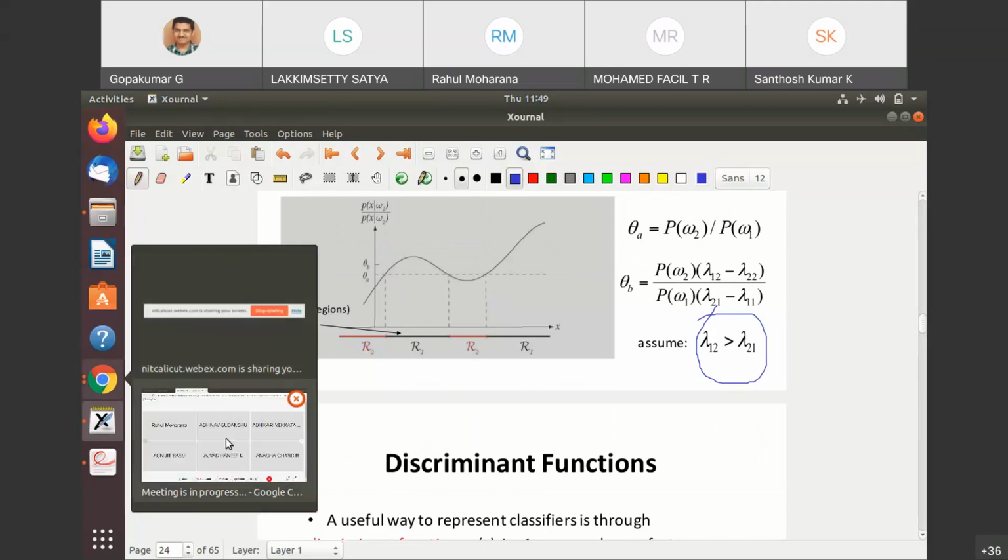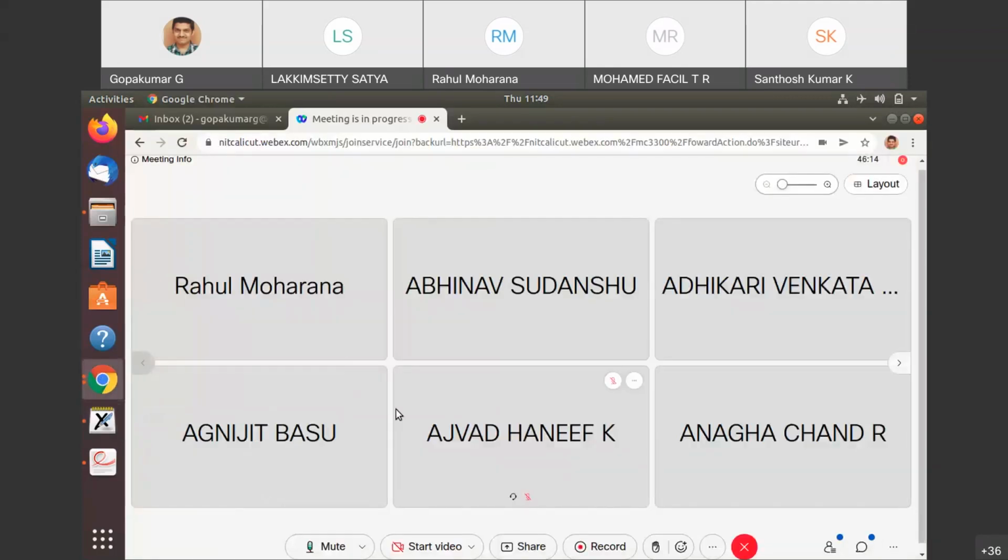So we will continue with the next class. We will see another very important concept, discriminant functions, and how we can define the discriminant functions in the context of the Bayesian decision rule, and how that can help us make a decision in a pattern classification problem.